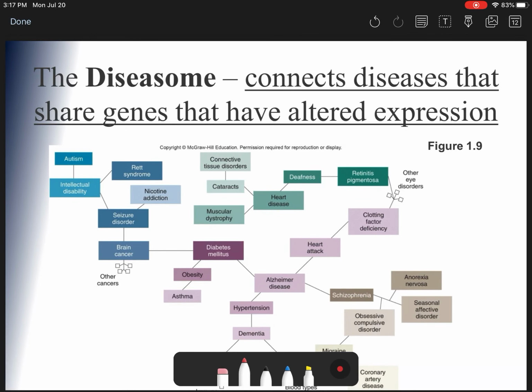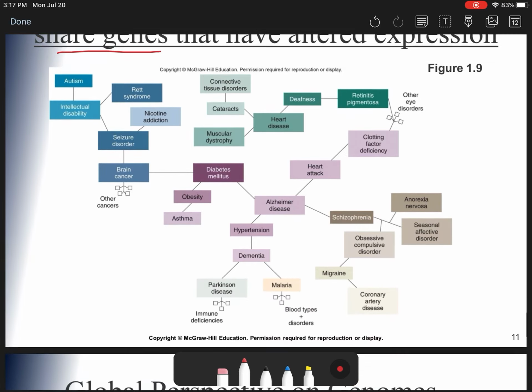When we look at the diseasome, this is a chart where they can show how different diseases might be connected because they share genes that have altered expressions. And so you can see that certain disorders may also have other genes that are very closely related to those that might have some similar expression of those genes.